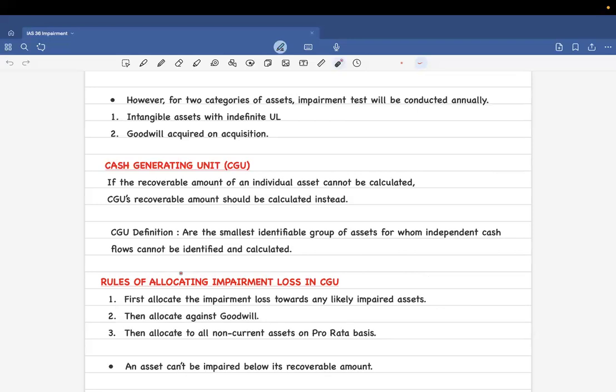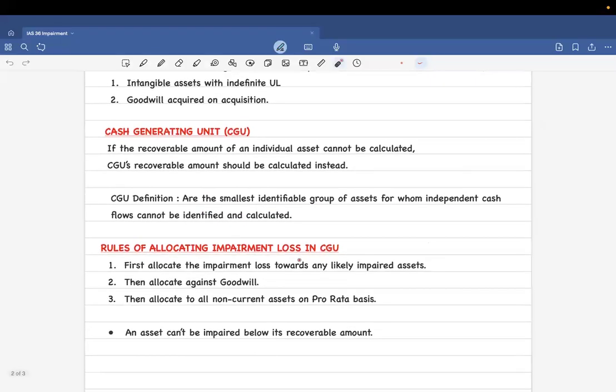If the recoverable amount of an individual asset cannot be calculated, the CGU's recoverable amount can be calculated. Individually, the asset doesn't have a value per se, or we can't calculate the recoverable amount by taking out one piece among the others. It has value only if you take everything together. So in that case, it is a CGU. The definition is the smallest identifiable group of assets for which independent cash flows cannot be identified and calculated. So they go together.